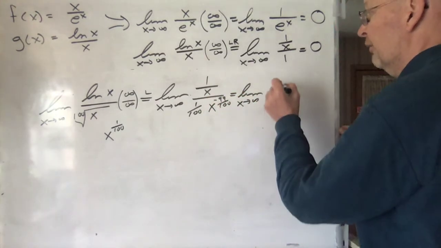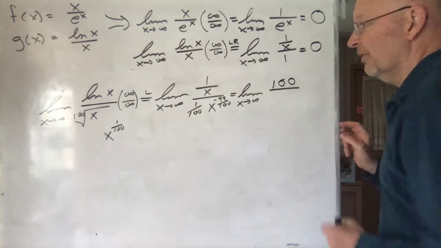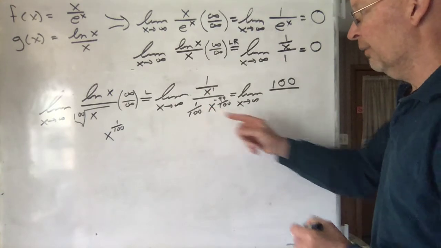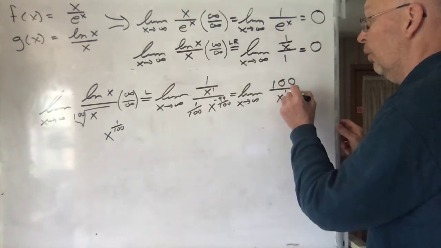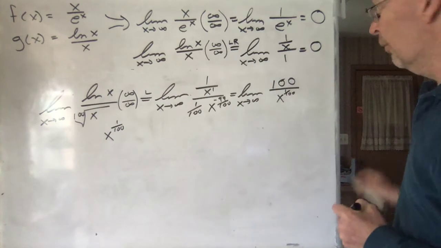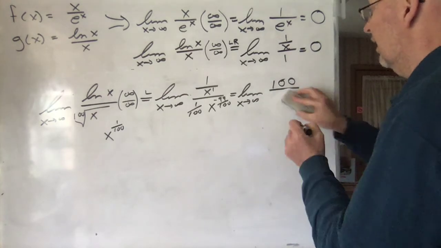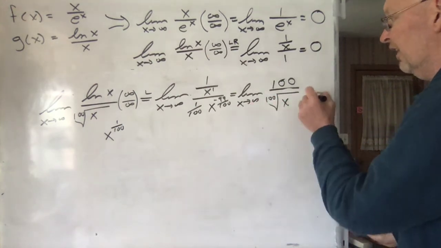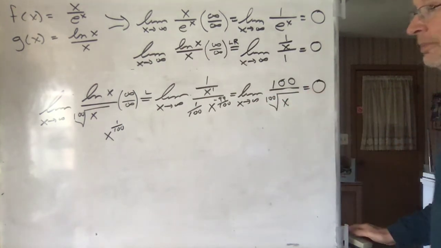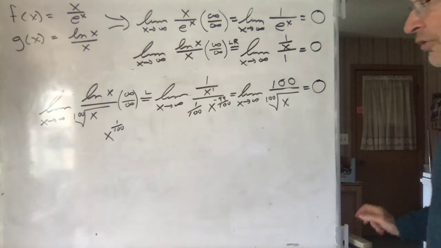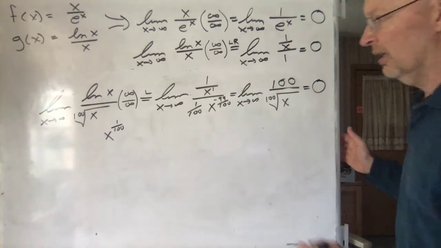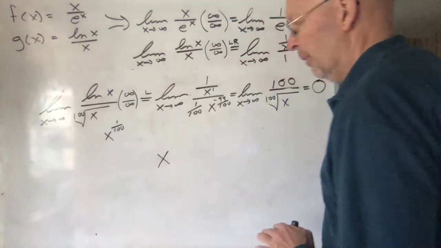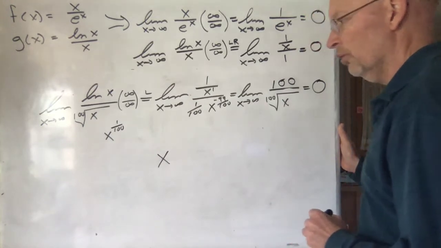You can bring the 1/100th up on top, it comes up as 100. I can bring this x to the first power down and combine it with this one. It's going to be x to the 1/100th power. X to the 1/100th is the same as the 100th root of x. And as x goes to infinity, that thing goes to 0. So this gives us something very important. And this is something which applies not only to graphing functions, but becomes very important in Calc 2 as well.